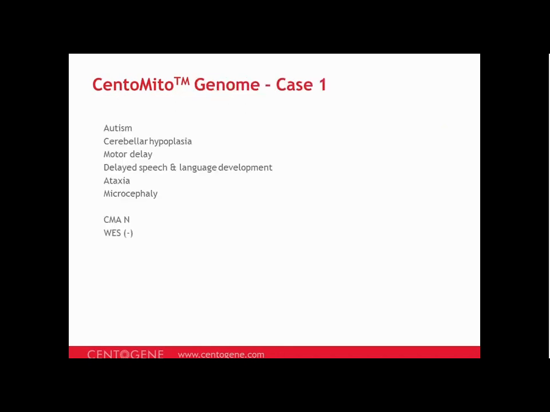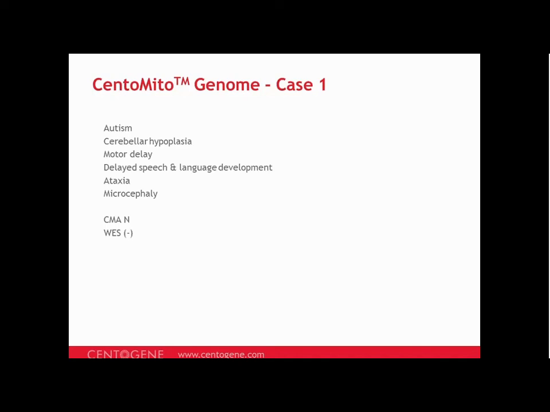And I would like to mention our cases. Here we had a case for which we performed the Cento Mito Genome panel, and the case had autism, cerebellar hypoplasia, motor delay, delayed speech and language development, ataxia, and microcephaly. For this case, the chromosomal microarray was negative, and the whole exome sequencing couldn't reveal any variant that would be related to a clinical phenotype.